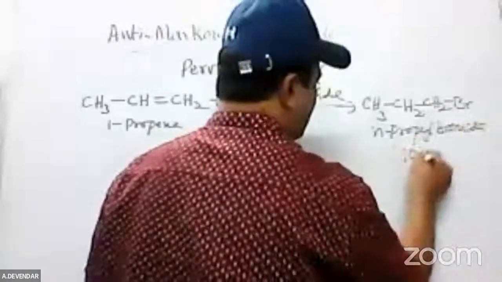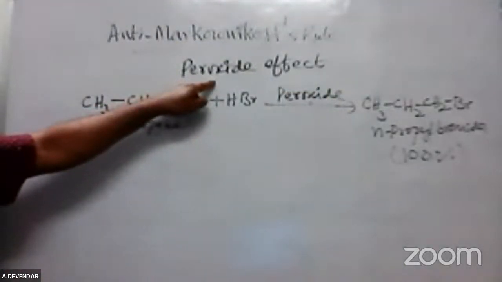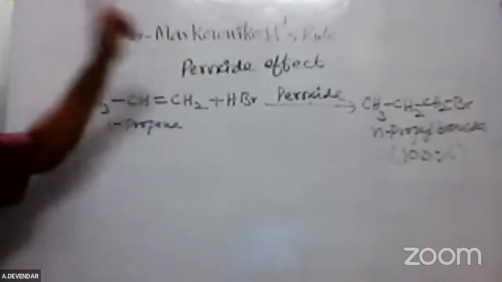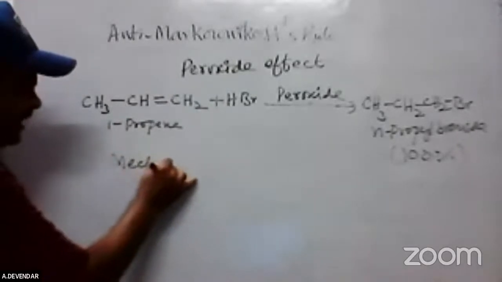N-propyl bromide, 100% product is obtained. This is because of the peroxide effect. That's why it is called anti-Markovnikov's rule. That means Markovnikov's rule is violated, and that's why it is called anti, because of the peroxide effect. What is the mechanism involved in this peroxide effect?